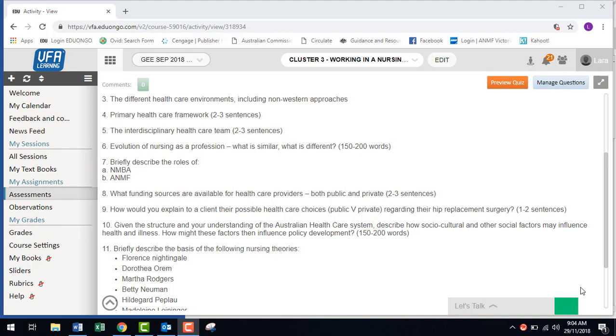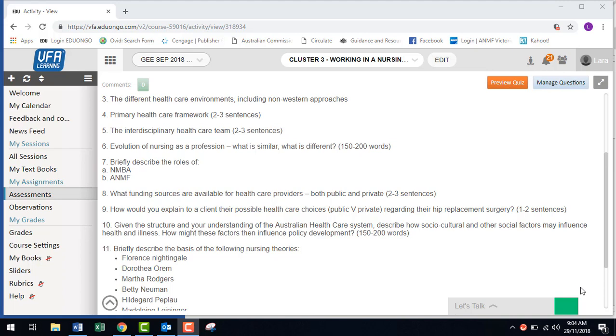Number 9, how would you explain to a client their possible healthcare choices, public versus private, regarding hip surgery? If someone was to have surgery on their hip, what would their experience be if they were a public patient? And what would their experience be if they were a private patient? What are the differences? How would you explain the differences between the 2 of them if they were having hip surgery?